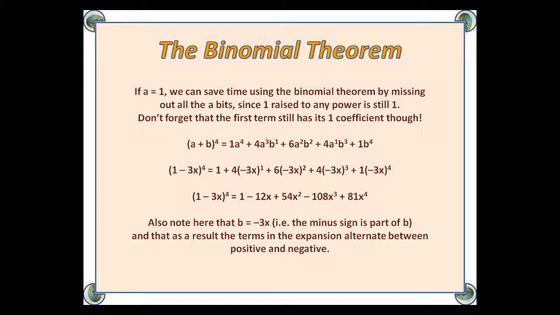If a is 1, we can save time using the binomial theorem by missing out all the a bits, since 1 raised to any power is still 1. But don't forget that the first term still has its 1 coefficient though. So (1 - 3x)^4 is 1 plus 4 lots of 1 to the power of something, but we can ignore it, times (-3x)^1, etc. Also note that b is -3x, i.e. the minus sign is part of b, and that as a result the terms in the expansion will alternate between positives and negatives.